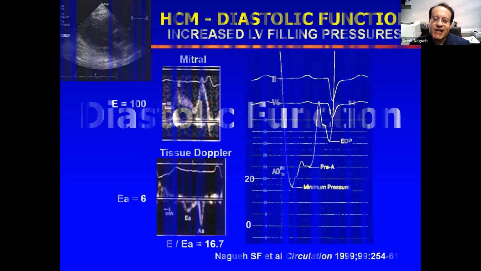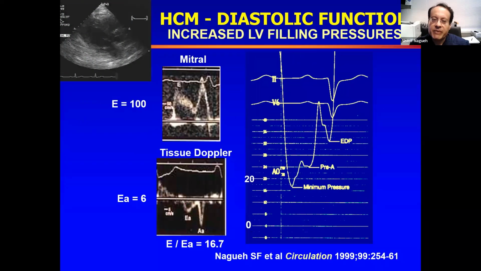Let's talk about diastolic function. Diastolic dysfunction is a very common problem in patients with hypertrophic cardiomyopathy, an important contributor to their symptoms, and to recognize it, and if needed, now there are tools that can help improve it.